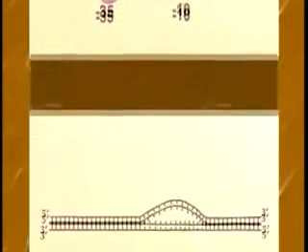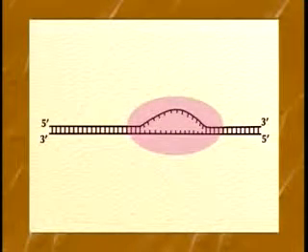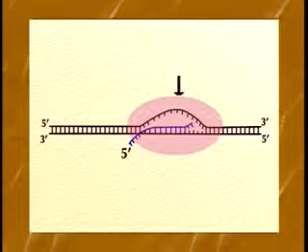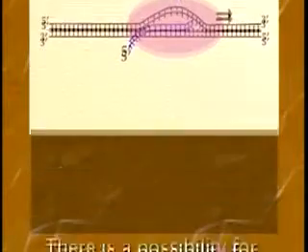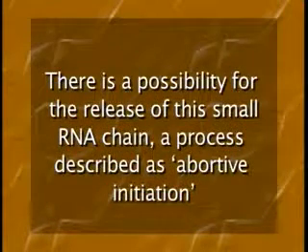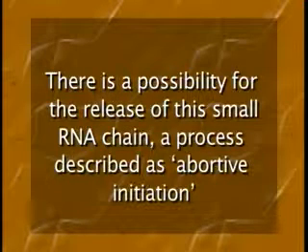Number 3, after unwinding, only one of the two strands is copied, which is achieved by incorporation of nucleotides initially without movement of enzyme, leading to the formation of an RNA chain up to 9 bases in length. During the incorporation of these 9 bases, at every step, there is a possibility for the release of this small RNA chain, a process described as abortive initiation.